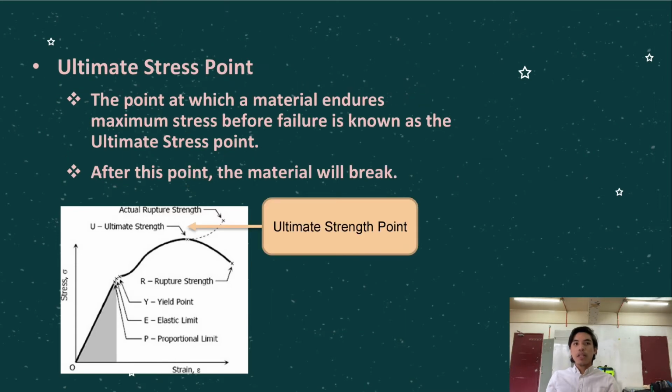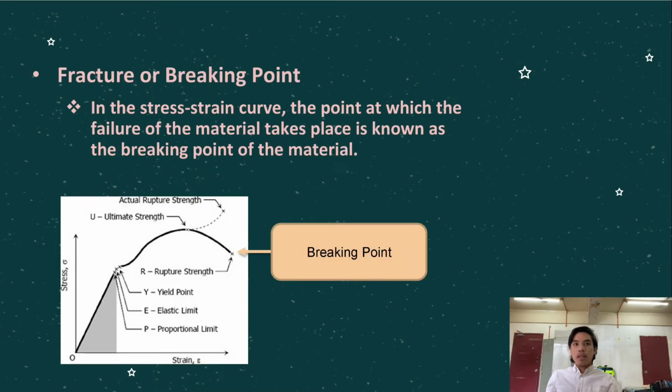Next is the ultimate stress point. The point at which a material endures maximum stress before failure is known as the ultimate stress point. After this point, the material will break. Last one is the breaking point or fracture point. In the stress-strain curve, the point at which the failure of the material takes place is known as the breaking point.